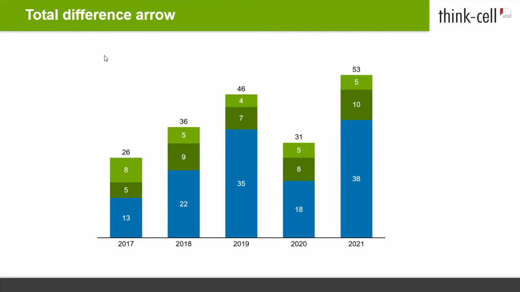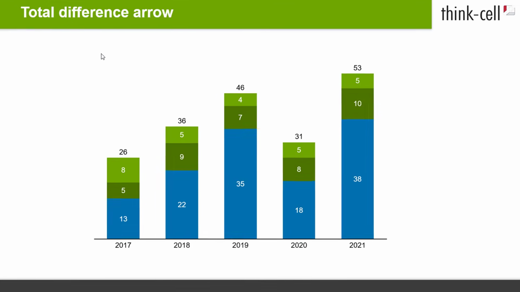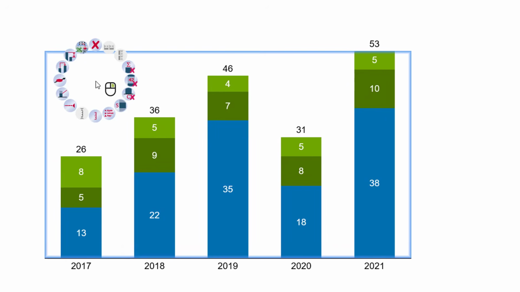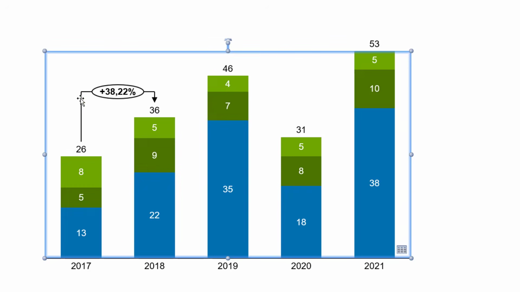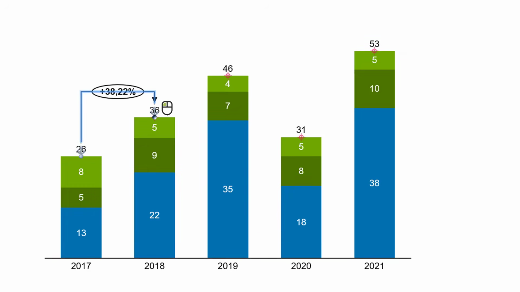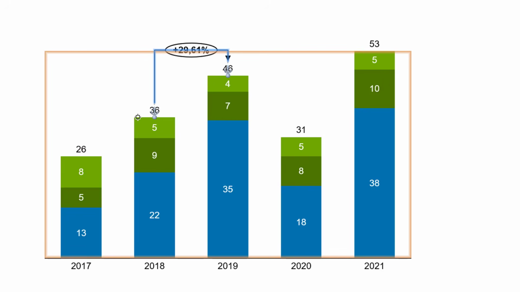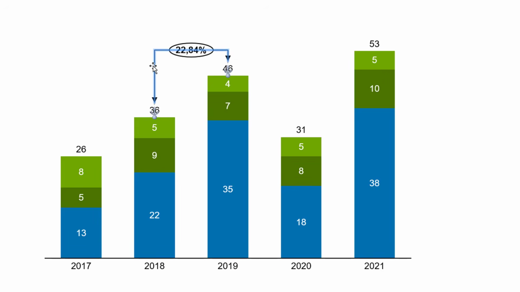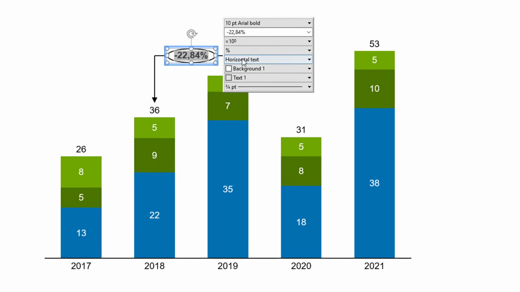Now let's look at how you can insert a total difference arrow into your chart. Right-click into the chart and pick Add Total Difference Arrow from the context menu. To change which categories are compared by the arrow, simply drag the handles to different anchors. Toggling between the arrow modes and modifying format and style works just as it does with the level difference arrow.